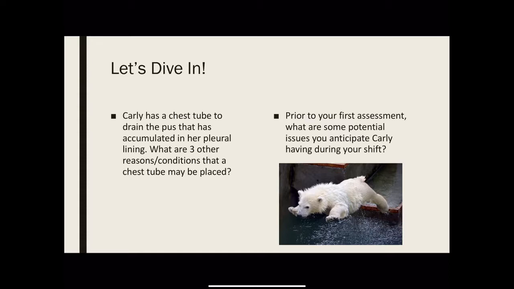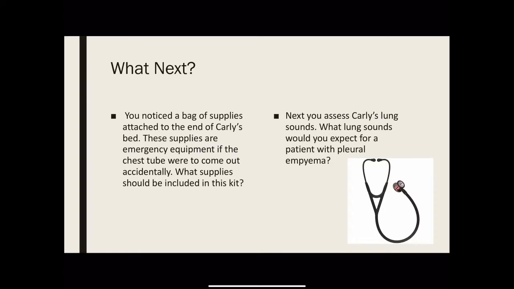When you enter Carly's room, you find her resting comfortably, scrolling through her phone, as teenagers do. You introduce yourself, do a quick scan of her room, and then begin your initial assessment. So what's next? You notice a bag of supplies attached to the end of Carly's bed. These supplies are emergency equipment if the chest tube were to come out accidentally. What supplies should be included in this kit?